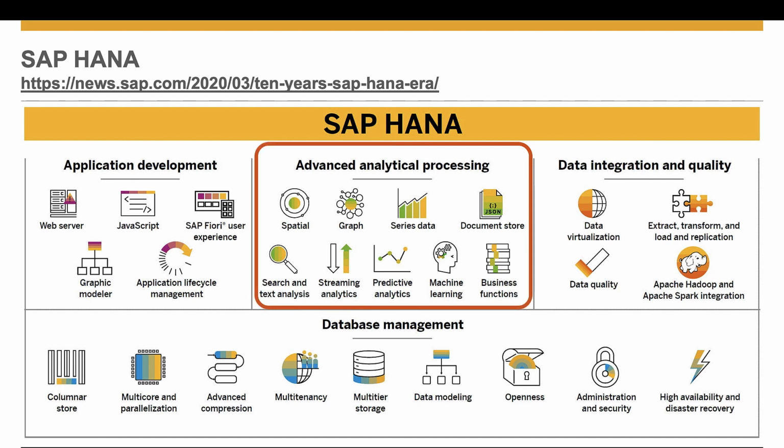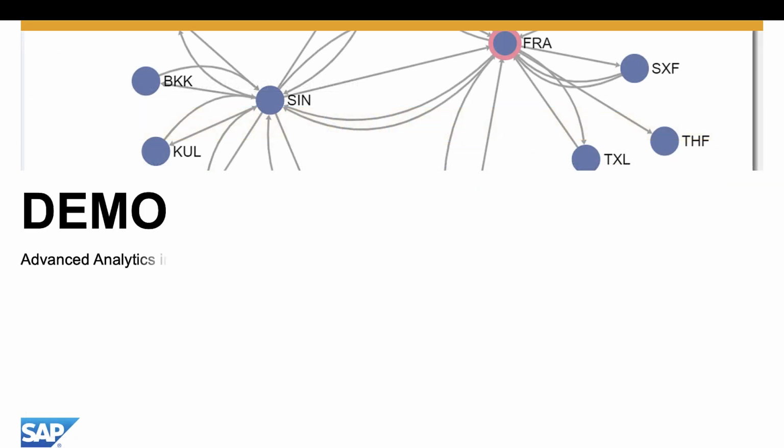So if we look at SAP HANA, you can see that one of the main blocks of capabilities is exactly what we call advanced analytical processing, be this processing spatial or graph data or time series data or semi-structured data on top of the relational data that is being stored in SAP HANA by our customers. Let's move to some demos now.